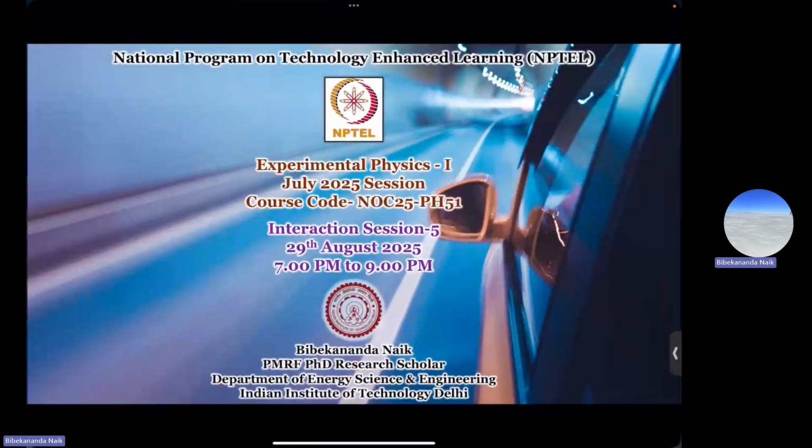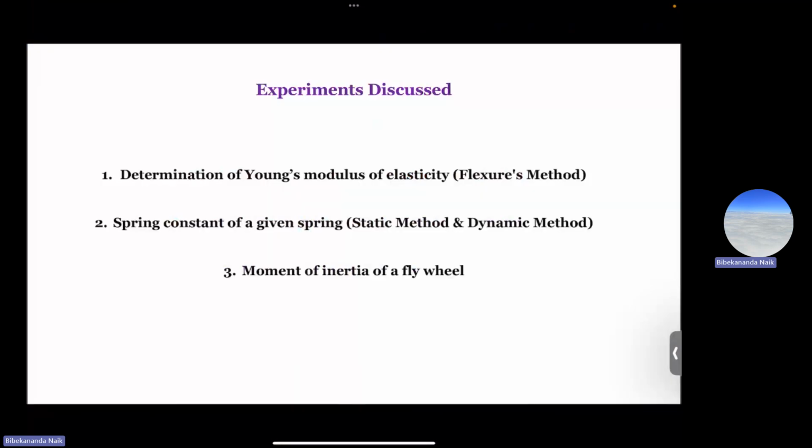So today we will be solving a few problems based on the course content of week 5. If you see the lectures of week 5, the experiments discussed were determination of Young's modulus of elasticity by Fletcher's method, then spring constant of a given spring where both static method and dynamic method are discussed, and then moment of inertia of a flywheel, how to calculate it, what the significance of moment of inertia is, and moment of inertia of different objects, that were also discussed in the week's lecture.